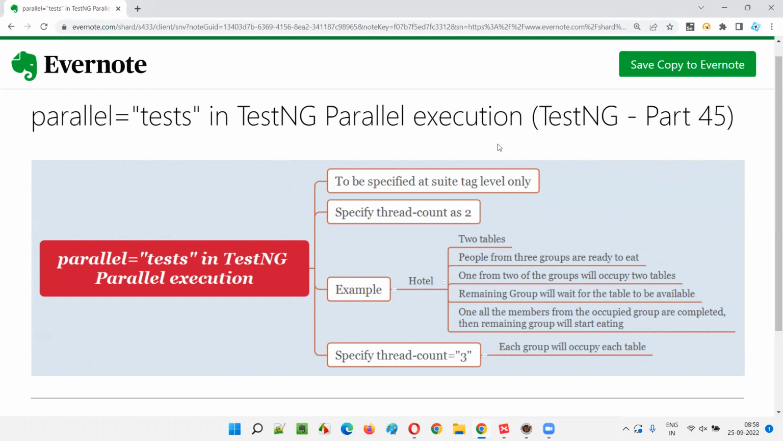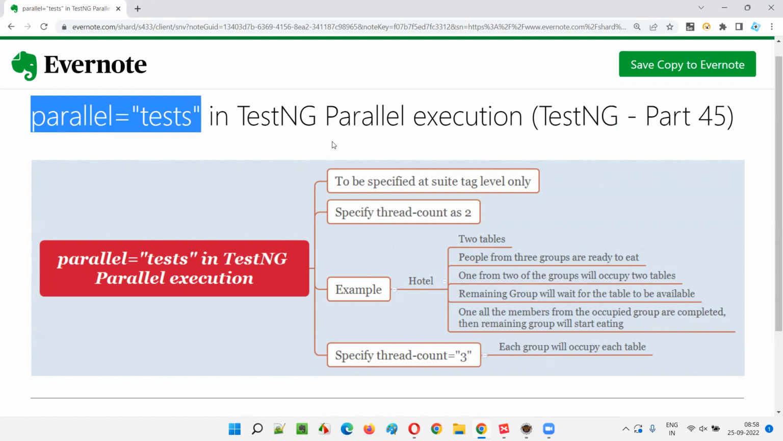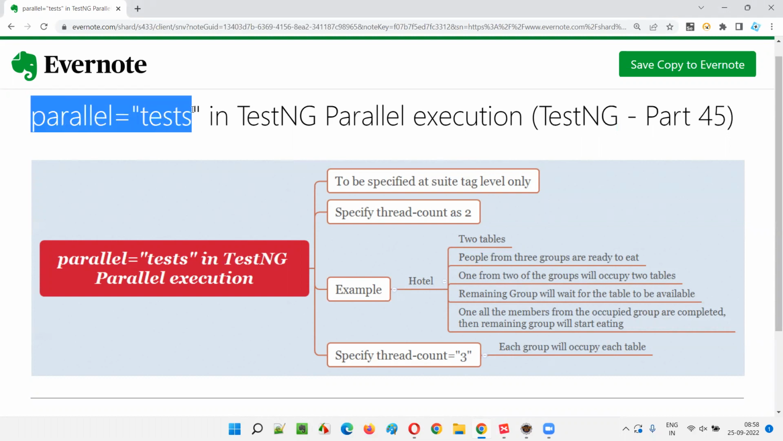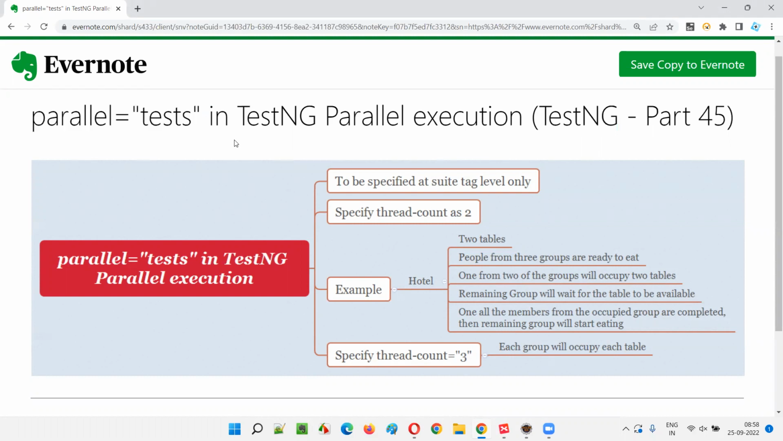In this session, I am going to explain and practically demonstrate the role of parallel equal to test in TestNG's parallel execution. So let's get started. I have used this parallel equal to test in the previous session only, but have not explained that in detail. Now in this session, I am going to explain that in detail, guys.